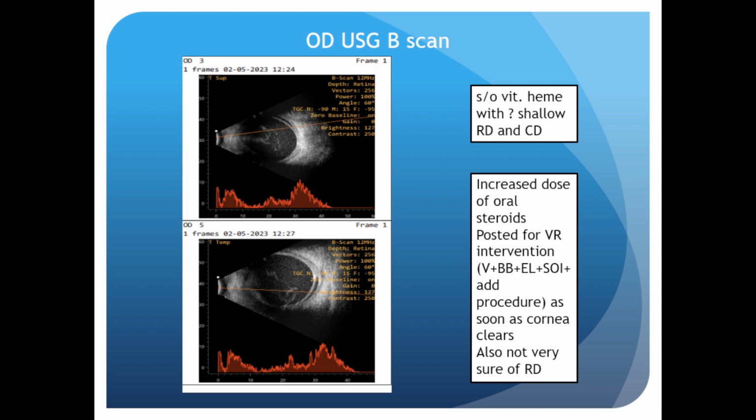We have just increased the dose of oral steroids and posted for VR intervention as vitrectomy, belt buckle, EL, and SOI with additional procedures. Because the cornea was quite hazy, we restricted ourselves from intervening immediately in this patient. We just increased the dose of steroids and followed the patient. We were also not very sure about the RD, so we waited for a time. We have increased the steroids.